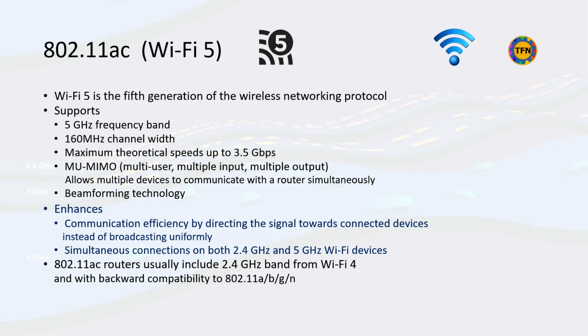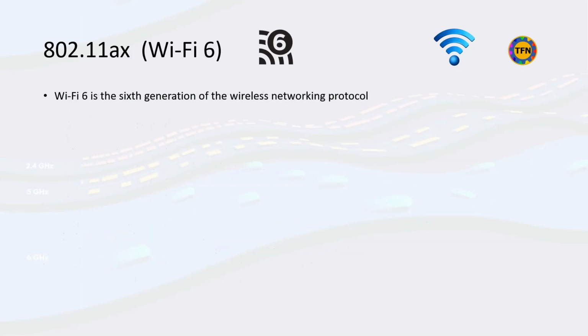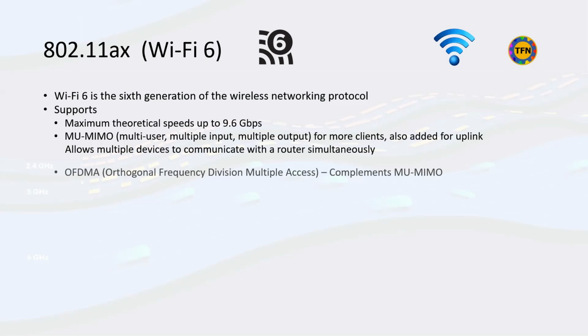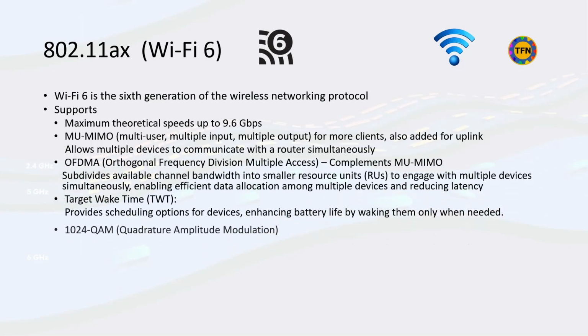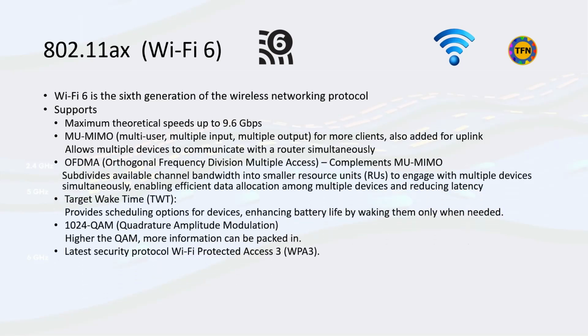802.11ac routers usually include 2.4 GHz band from Wi-Fi 4 and with backward compatibility to earlier generation. Wi-Fi 6 is the 6th generation of the wireless networking protocol. It supports maximum theoretical speeds up to 9.6 gigabits per second. Wi-Fi 6 MU-MIMO, or multi-user, multiple input, multiple output, supports more devices and uplink for simultaneous communication.